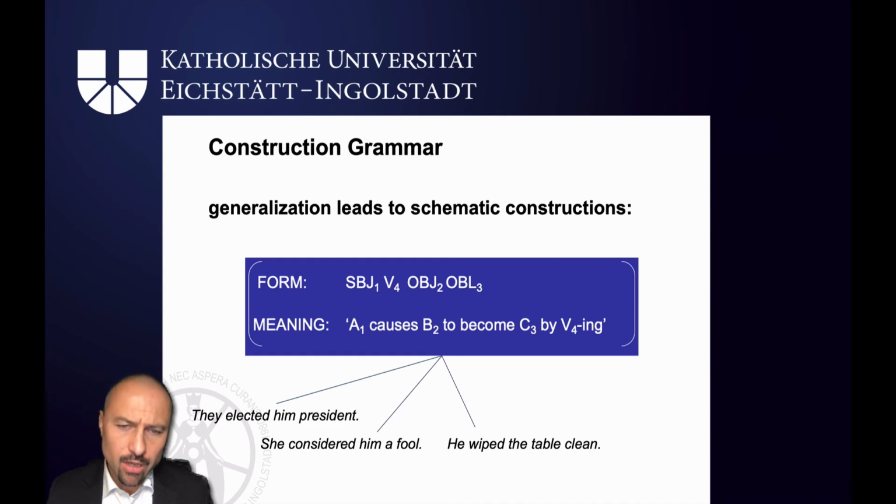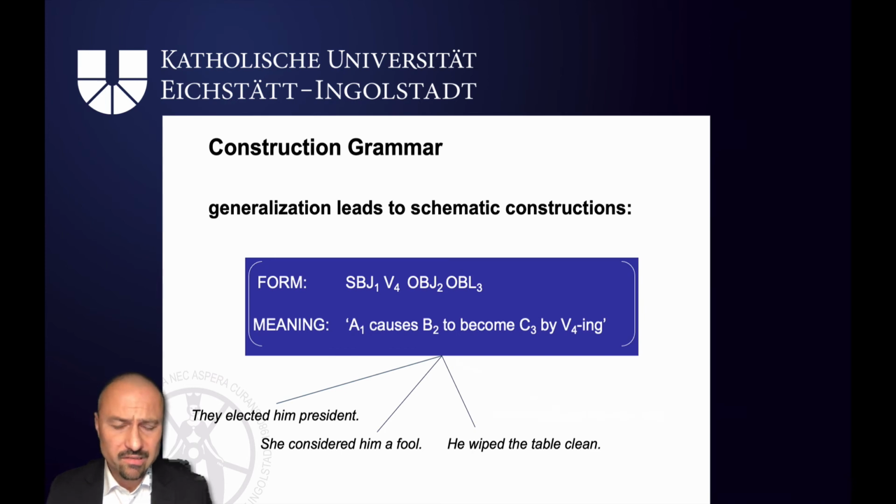In an earlier video, I already talked about the number subscripts that help you identify the meaning of formal elements. So this is a completely schematic construction. It only has got slots. So subject 1 stands for A, the agent. Object 2 stands for the patient that is affected by the action. And the oblique 3 is the state, C3, which the person or the thing ends up in. So they cause him to become president by electing. He causes the table to become clean, and so on.